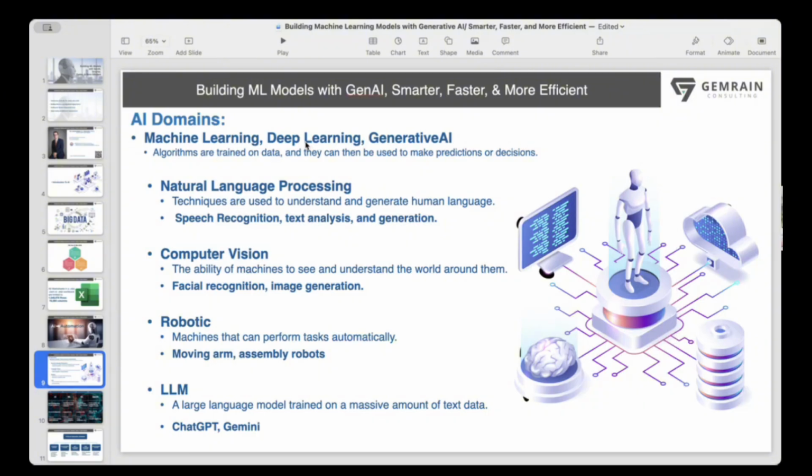And as long as I say statistical algorithms, any statistical algorithm deals with numbers, right? They cannot deal with images like how we deal with images. They cannot deal with language like how we deal with language. They cannot deal with voice or sound like how we deal with sound. They cannot deal with physical movement like how we deal with physical movement. All right, so here it comes: natural language processing, computer vision, robotics, and LLM.